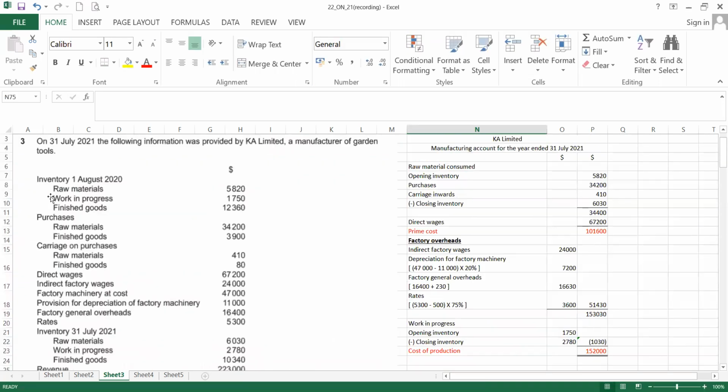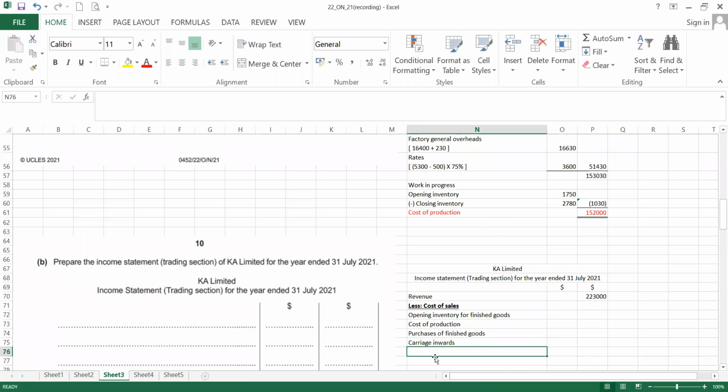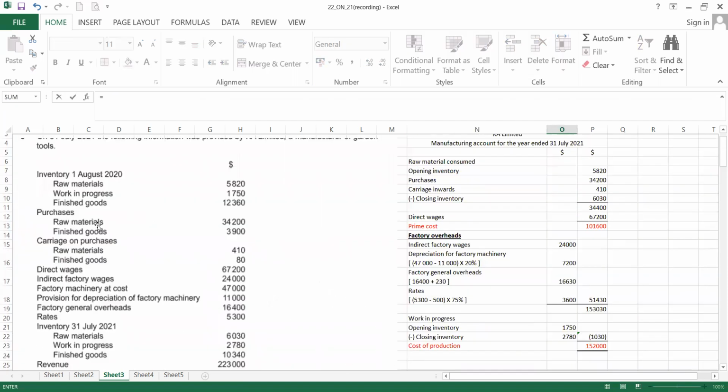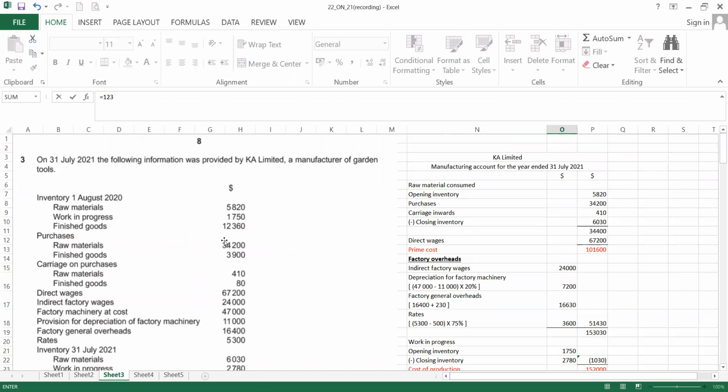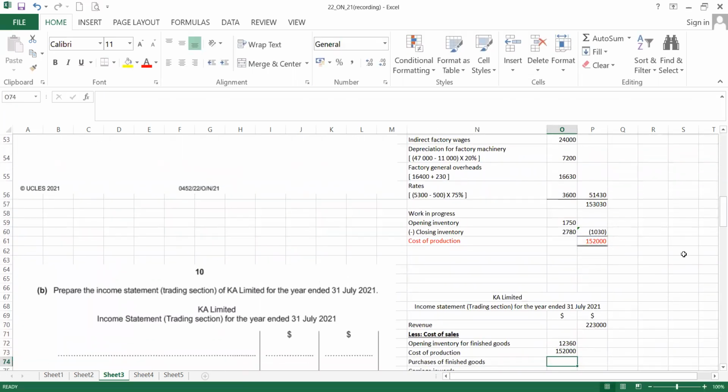Purchase of finished good. And at the same time, the purchase of finished good incurred the carriage on the purchases, which is $80. So carriage inwards. Next, what else do we have? Closing inventory for finished good. We put in the amount individually. So opening inventory, finished good is 12300.